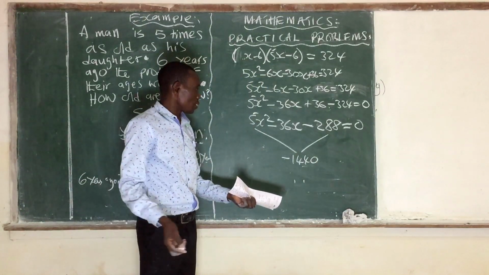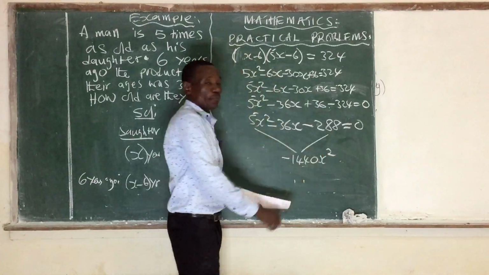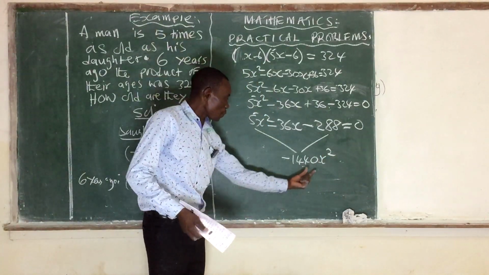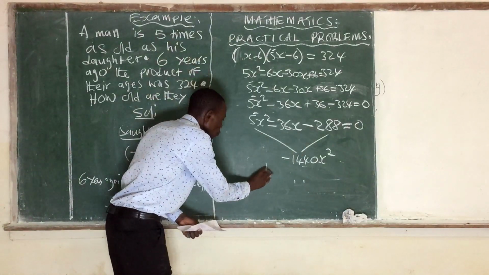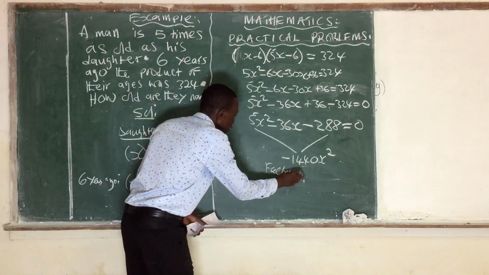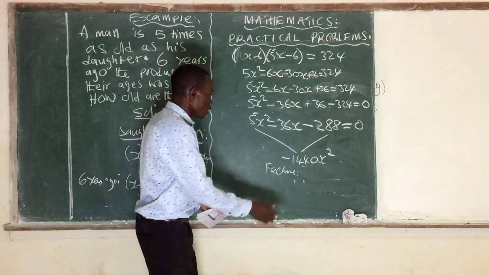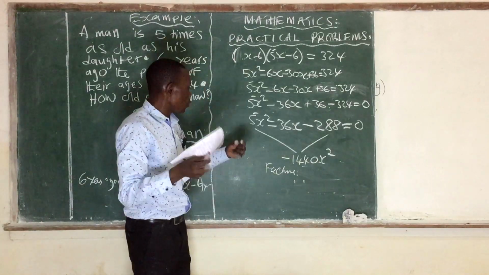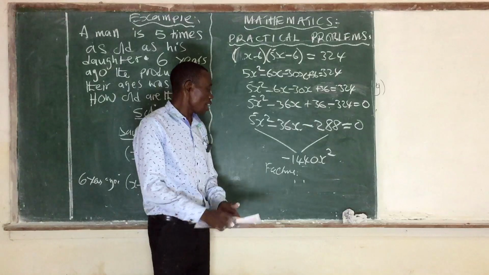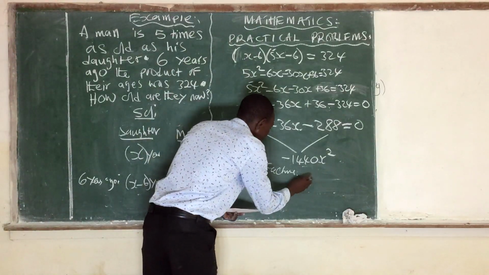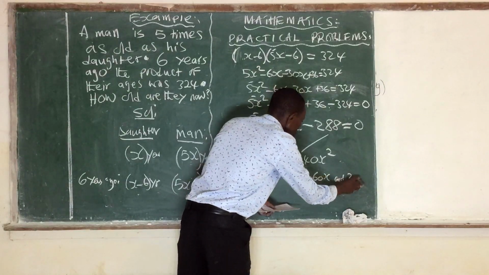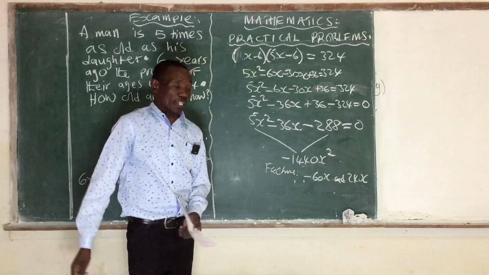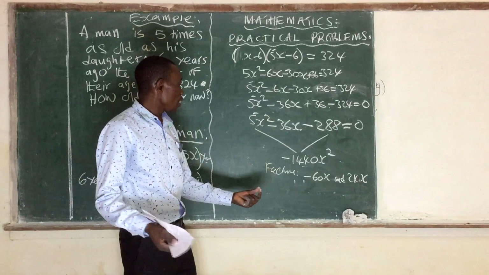and that one gives you negative 1,440, which is what? X squared. Then we're looking for the factors of this that can give us negative 36. According to our discussion that time, the way of finding the factors, you'd find that this one has factors which, when you add, should give you negative 36, and the factors are negative 60x and 24x. Right. Now from there, where do we go?